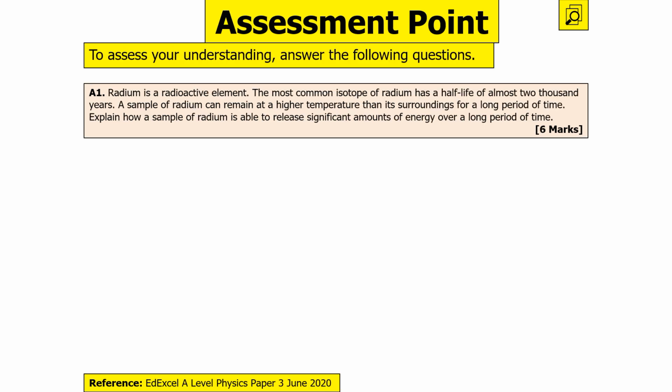The next question says, radium is a radioactive element. The most common isotope of radium has a half-life of almost 2,000 years. A sample of radium can remain at a higher temperature than its surroundings for a long period of time. Explain how a sample of radium is able to release significant amounts of energy over a long period of time. So pause the video now, and then unpause the video when you want to go through your answer.